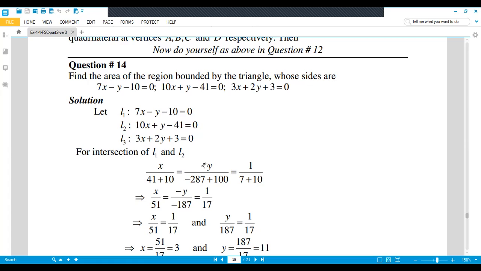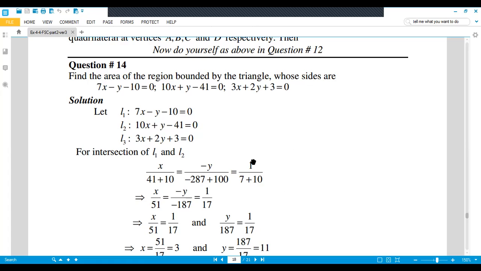And then for y, for this middle value, you have to take a minus sign, minus y. So you leave the y value, and you multiply the coefficient of x with the constant. So 7 times minus 41 is minus 287, and the minus sign for the matrix multiplication when you find the determinant, so minus minus plus, so minus 10 into 10, that will be plus 100 you will get.